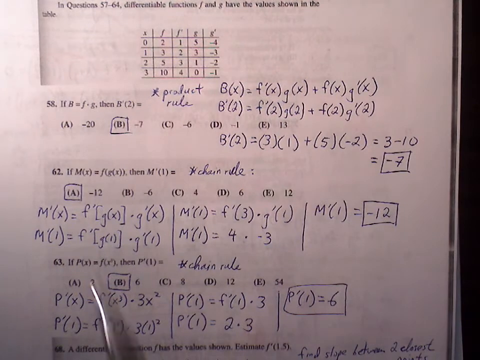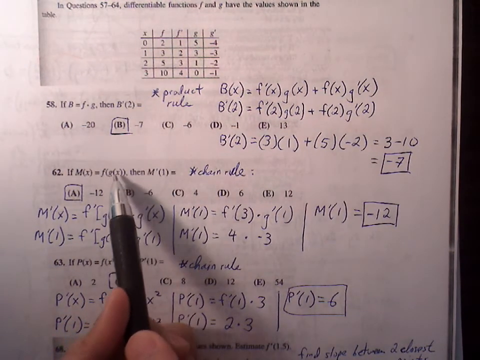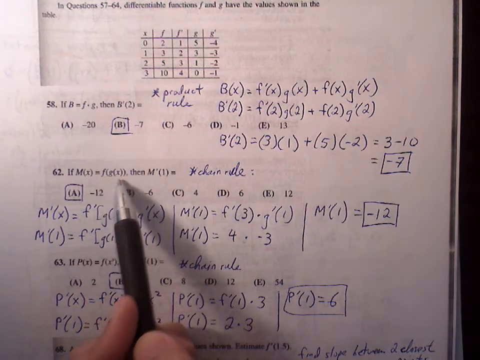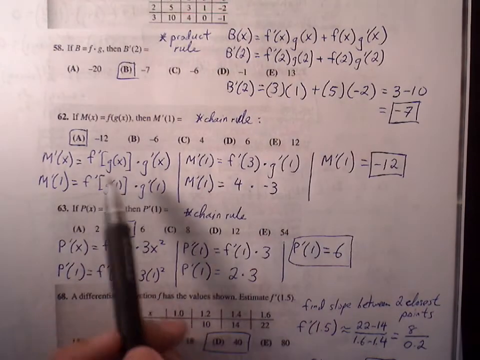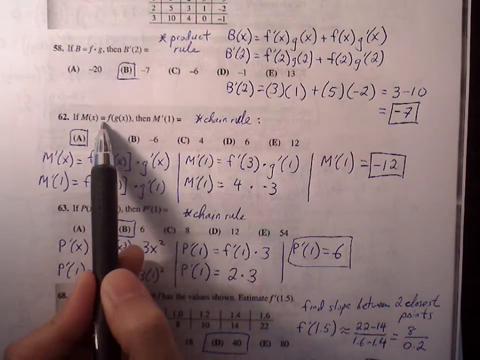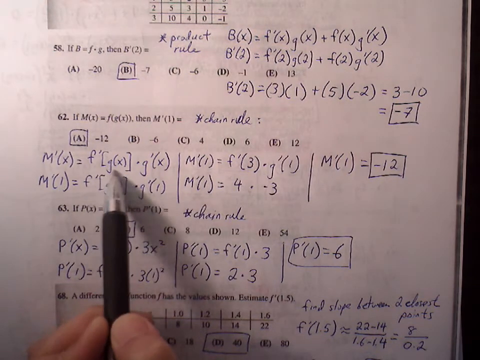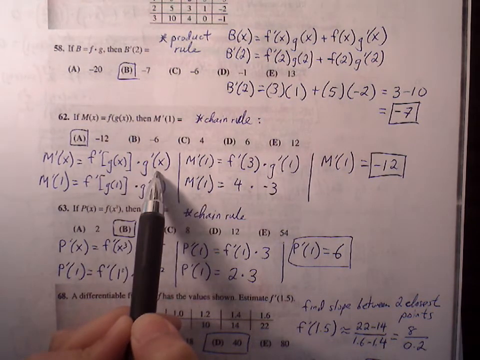Okay, 62. M of x is f of g of x. We need to recognize that this is not product rule. This is chain rule. This g function is inside that f function. So we're going to specify what chain rule is for this problem. Chain rule is take the outside derivative. So the outside function is the f. So f prime of g of x represents the outside derivative times the inside function derivative, so times g prime.